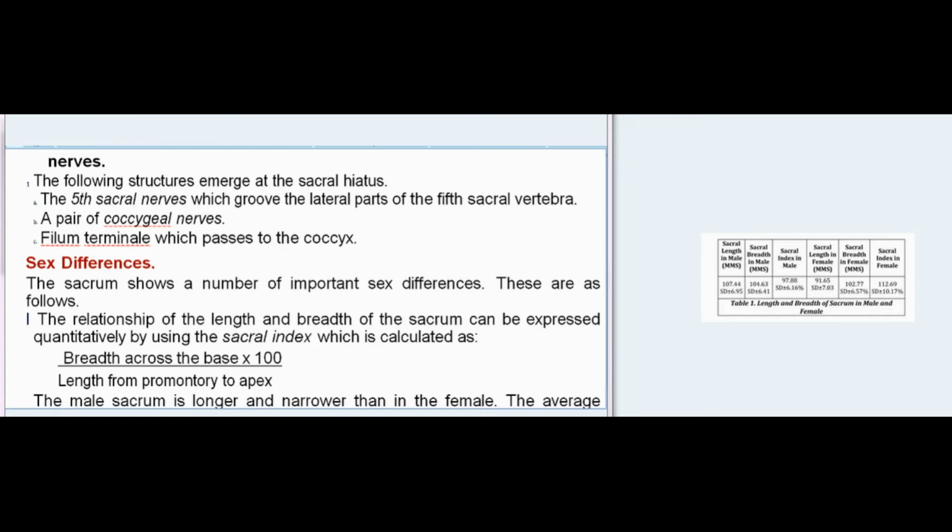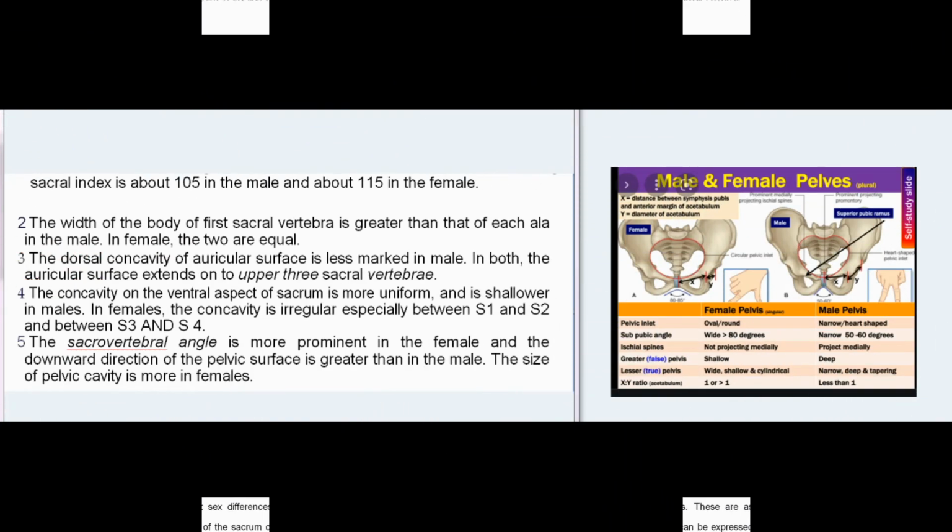Sex differences. The sacrum shows a number of important sex differences. These are as follows. 1. The relationship of the length and breadth of the sacrum can be expressed quantitatively by using the sacral index, which is calculated as breadth across the base times 100, divided by length from promontory to apex. The male sacrum is longer and narrower than in the female. The average sacral index is about 105 in the male and about 115 in the female.